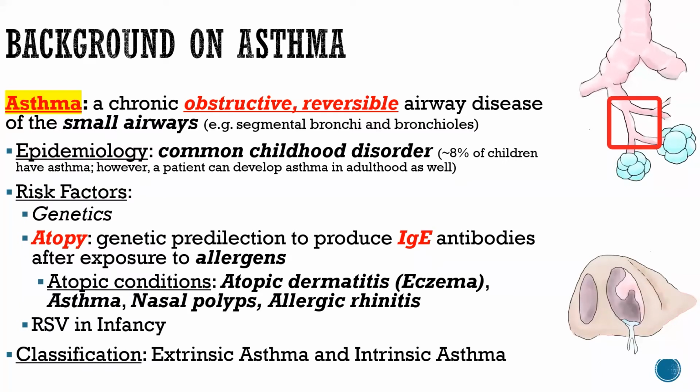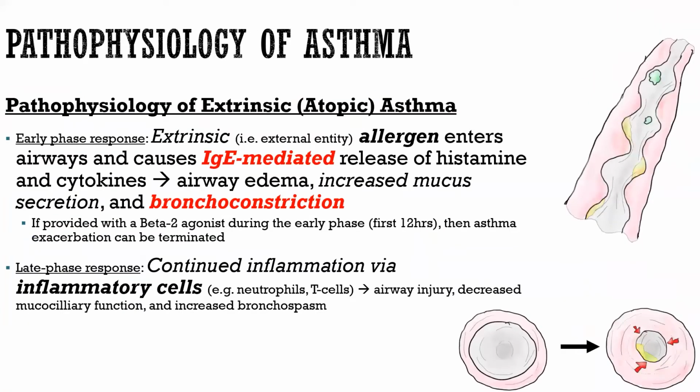Now, in general, we find that asthma can be classified also as either extrinsic asthma or intrinsic asthma. And most commonly, you'll see patients have extrinsic or atopic asthma. In this type of asthma, we're seeing that there's some sort of extrinsic or external entity, or what we call an allergen, that enters into the airways and causes the body to mount an exaggerated hypersensitivity response.